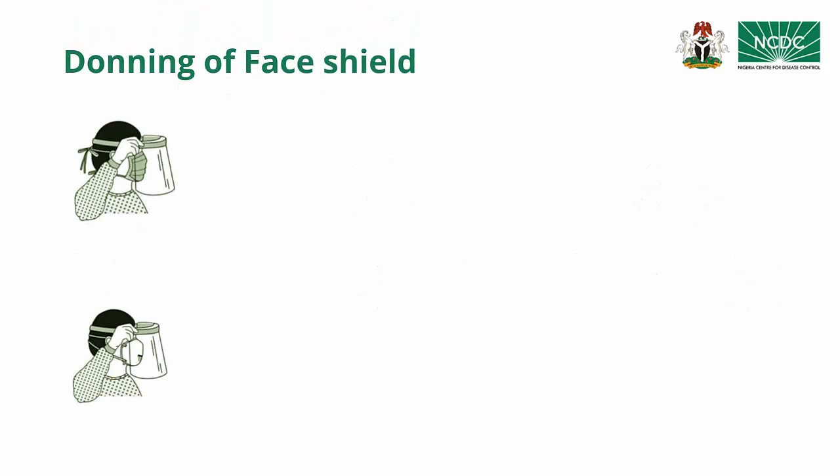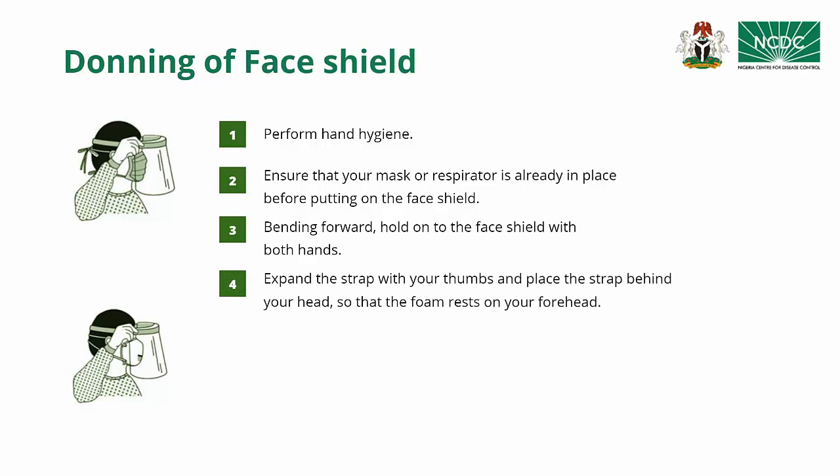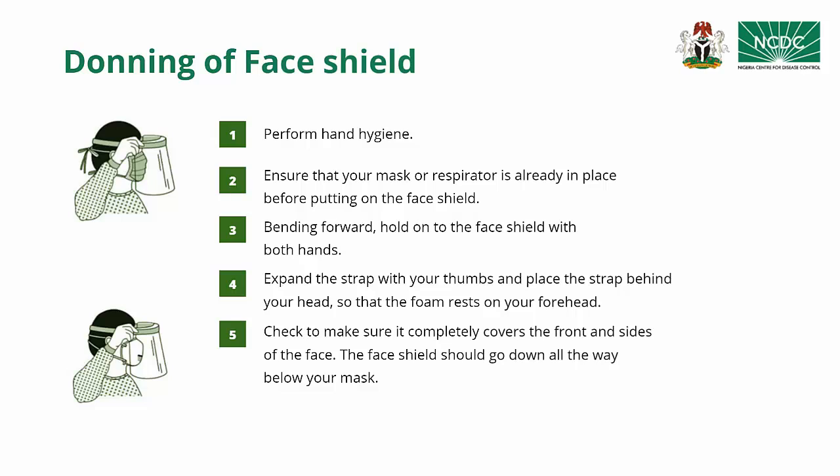To properly don face shield, follow these steps. Perform hand hygiene. Ensure that your mask or respirator is already in place before putting on the face shield. Bending forward, hold on to the face shield with both hands. Expand the strap with your thumbs and place the strap behind your head so that the foam rests on your forehead. Then, check to make sure it completely covers the front and sides of the face. The face shield should go down all the way below your mask.